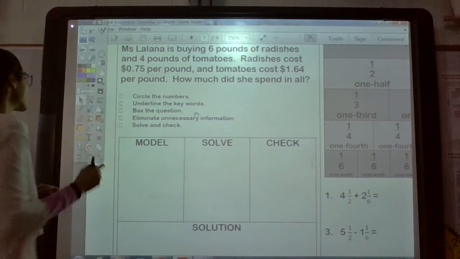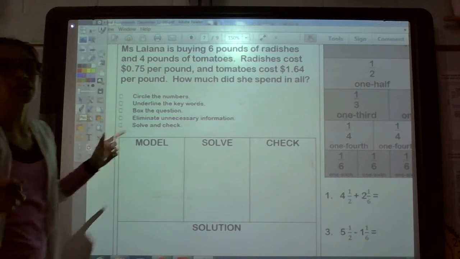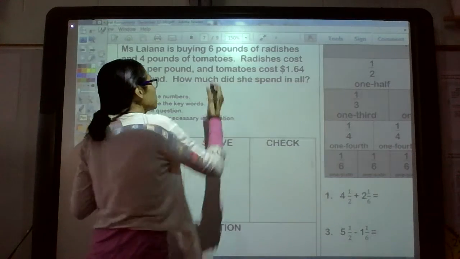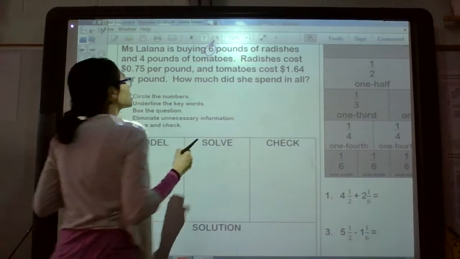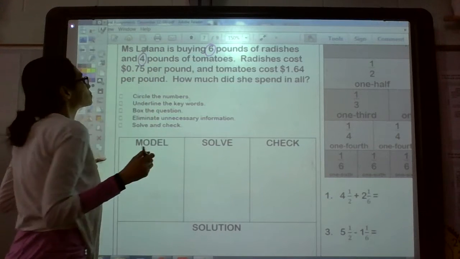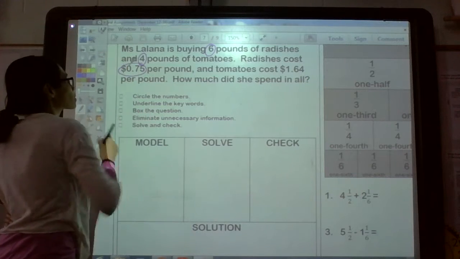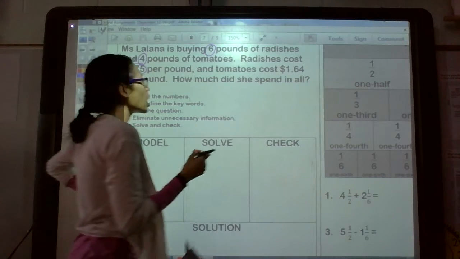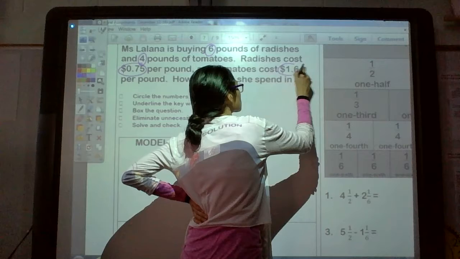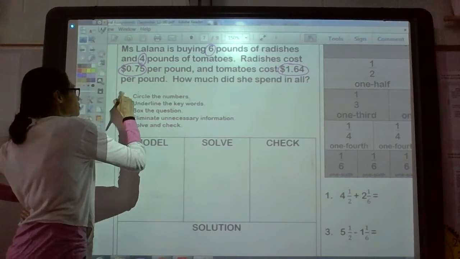First thing we need to do is to circle the numbers. What numbers do you see? Circle it with me. We're just like doing all kinds of rhymes today. I see a 6. What else do you see? 4. Circle them. 75 cents. What else do you see? $1.64. Oh, I think that's it. We are done with that step, the C step.